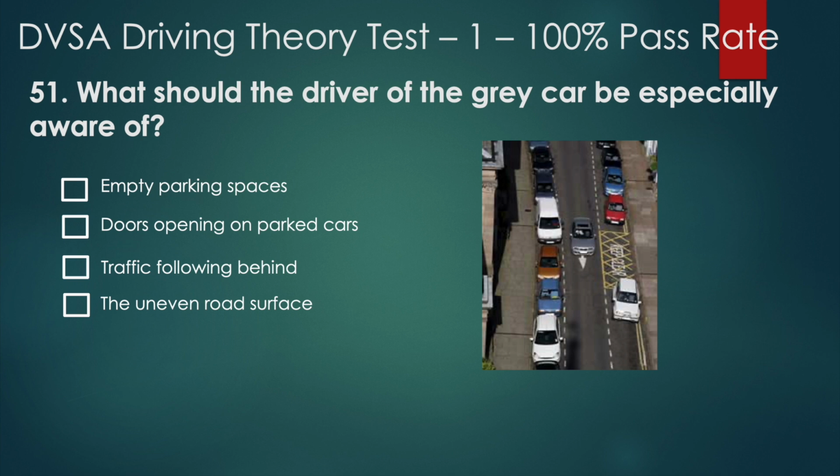51. What should the driver of the grey car be especially aware of? A. Empty parking spaces. B. Doors opening on parked cars. C. Traffic following behind. D. The uneven road surface. And the answer is B. Doors opening on parked cars.